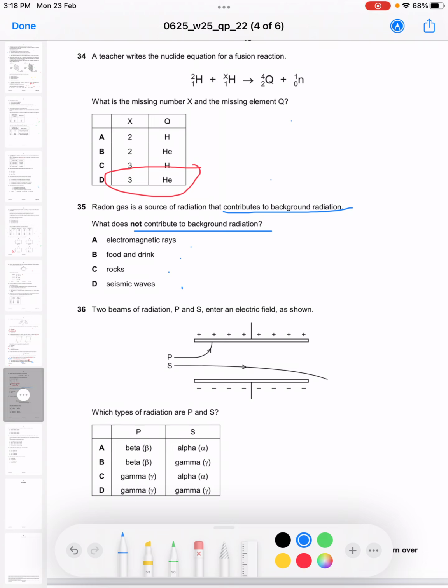Radon gas is a source of radiation that contributes to the background radiation. I guess seismic waves are not contributing to the background radiation. All the others, like food, drinks, and rocks, are responsible for the background radiation. These are the main sources. We have P-type seismic waves and S-type seismic waves. These are not responsible for that.